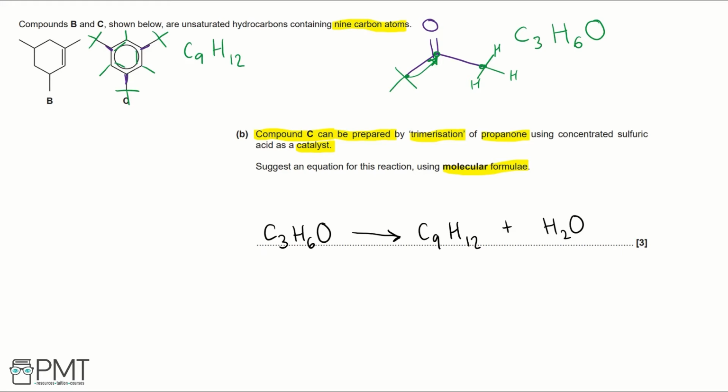So now we need to balance the equation. So we need 9 carbons, so that means we need 3 propanones. And if we multiply by 3, that means we're going to have 3 oxygens, so we need 3 waters. And adding these 2 3s is going to balance out our hydrogens. So to get the 3 marks for this question, you get a mark for the molecular formulae, you get a mark for having water as a byproduct, and then you get your final mark for balancing the equation.